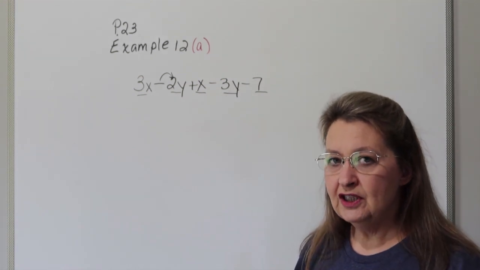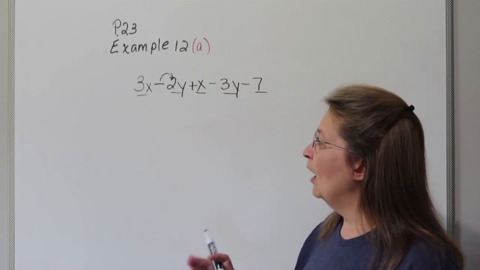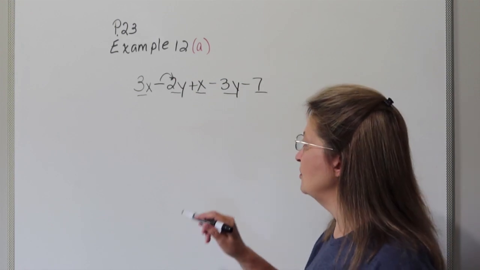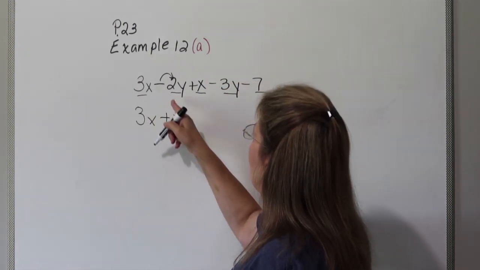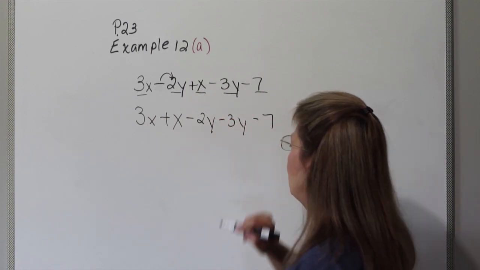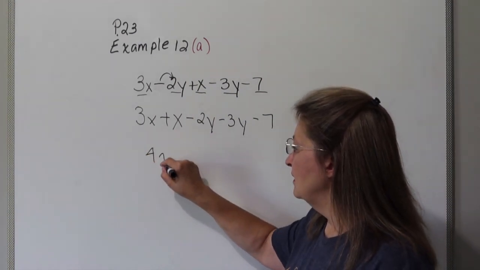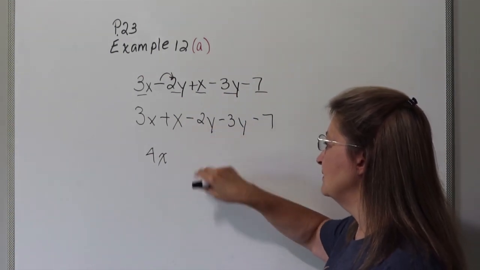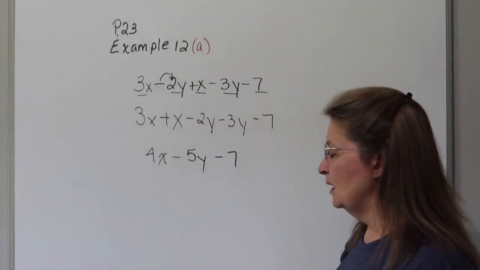Now, once you get proficient in this, you probably don't write down this next step. This is just something you're going to do in your head. I'm going to commute these numbers and move them around so that my similar terms are next to each other. So I'm going to have 3x plus this x. Then I'm going to have the minus 2y, the minus 3y, and the minus 7. Alright, let's combine. 3x plus x is 4x. A minus 2y and a minus 3y, same signs, so you add and keep the sign. So that's going to be minus 5y minus 7.